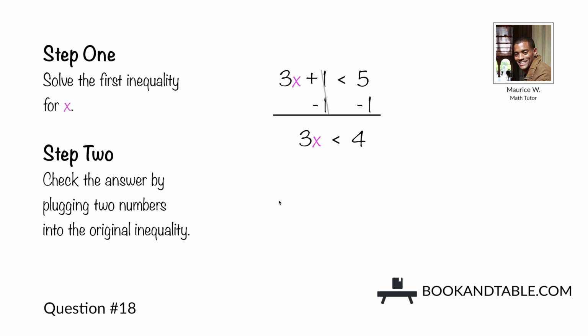So for this question, you are provided with 2 different inequalities, or a disjunction. For these, you want to solve the inequalities separately and check the answer separately. So step 1, solve the first inequality for x. The first inequality was 3x plus 1 is less than 5. So we first want to remove the constant by subtracting 1 from both sides, leaving us with 3x on the left side and 4 on the right side.